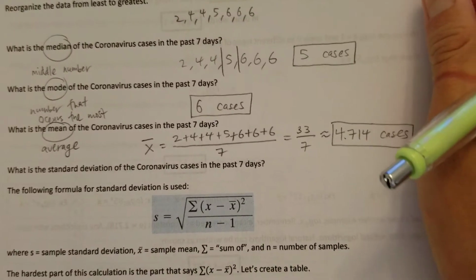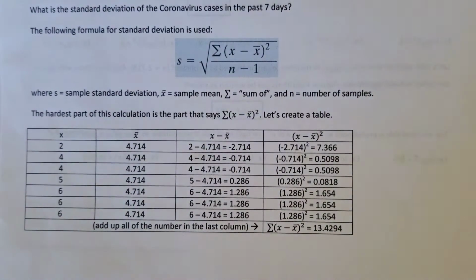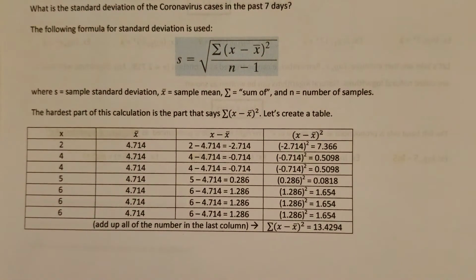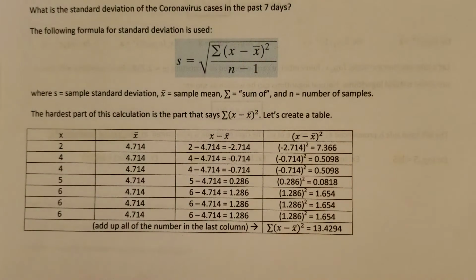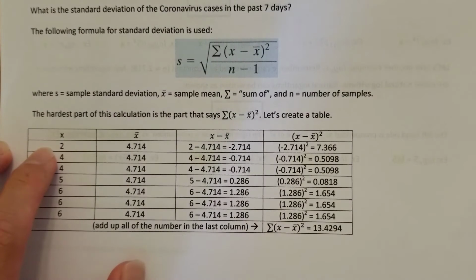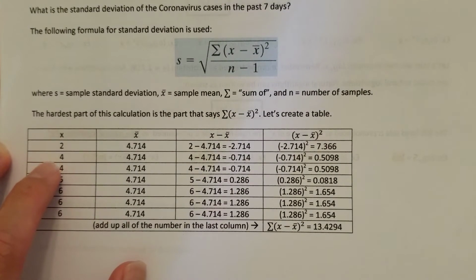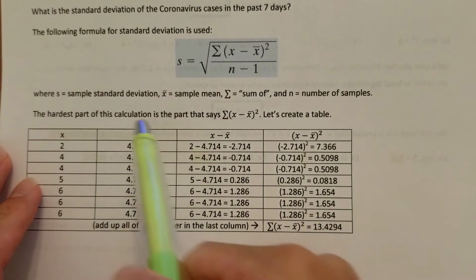Okay, so what I did here was I created a table. This is the reason why I only considered 7 cases, because this part gets kind of tedious. So if you see here, I listed all my data sets. We had one day with 2 cases, 2 days we had 4 cases, 1 day we had 5 cases, 3 days we had 6 cases. Okay, this is our average.